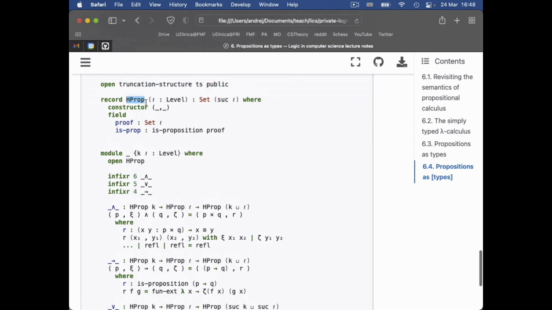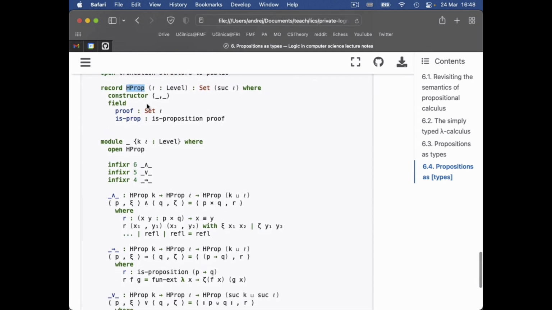Unfortunately, prop is taken in Agda. I think there's some way to rename it with a pragma, but I didn't bother. So H prop, what is H prop? When is a type a type of propositions? Well, it is a type which happens to be a proposition.